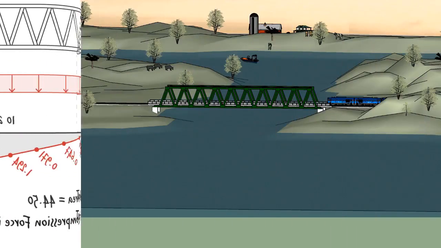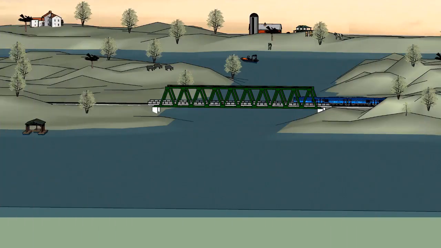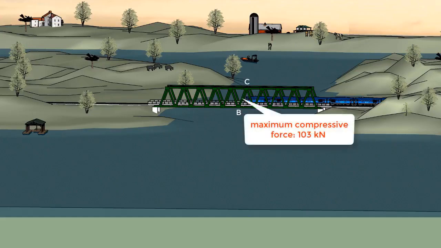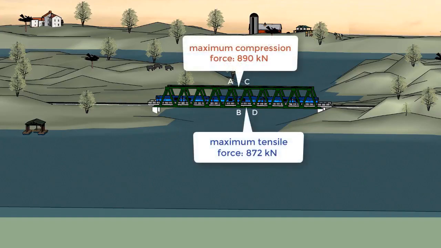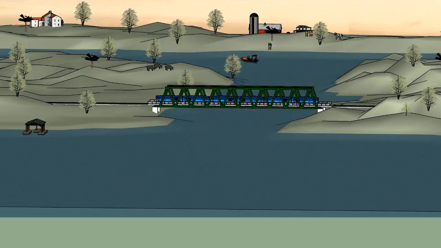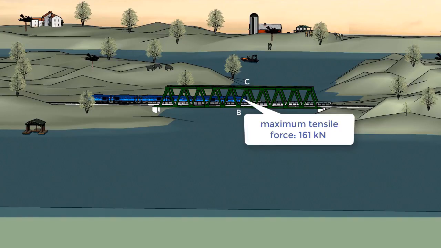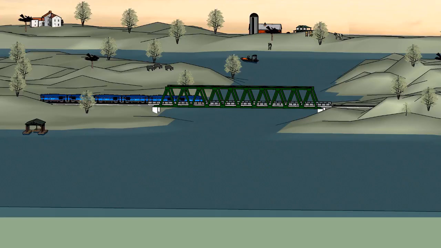To summarize, when the train is over the bridge covering the rightmost 24.44 meters of the track, member BC experiences its maximum compressive force. When the entire track is covered, both AC and BD undergo their maximum axial force. And when the train is over the leftmost 30.56 meters of the track, the maximum tensile force develops in BC. We can determine the effect of the moving load on the other truss members in a similar manner.